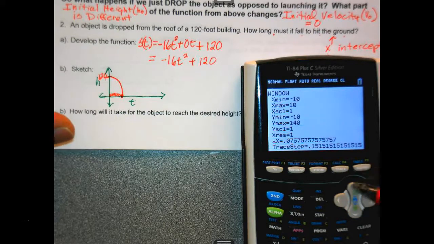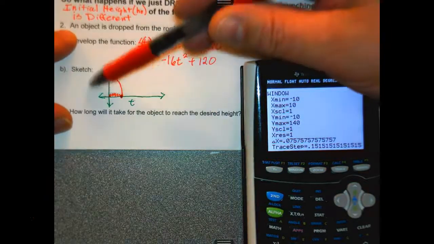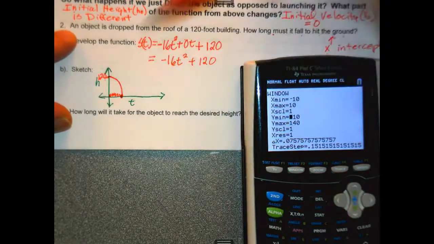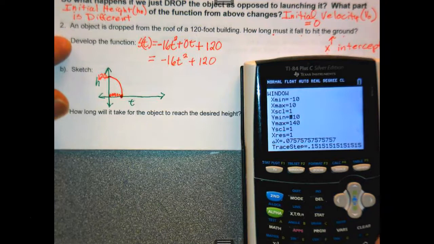I don't need negative 10. In fact, I don't even need this side at all of my parabola. So I might just put this at, I don't know, negative 5. I'm not sure where that x-intercept is, but I know that I'm still not going to need negative numbers on my x-axis. So I'm going to put that at negative 5. I'm going to graph.